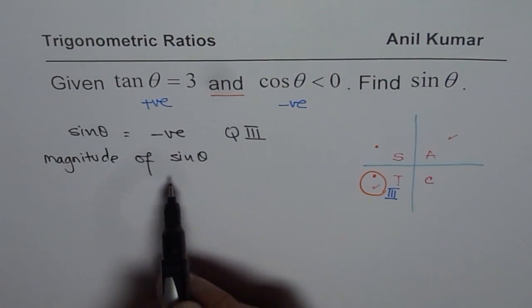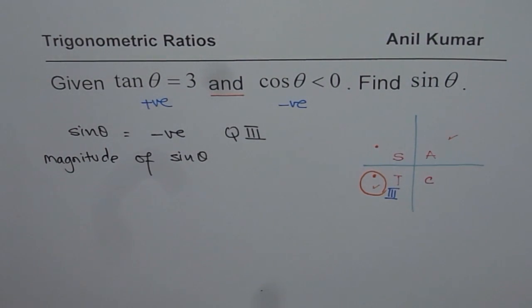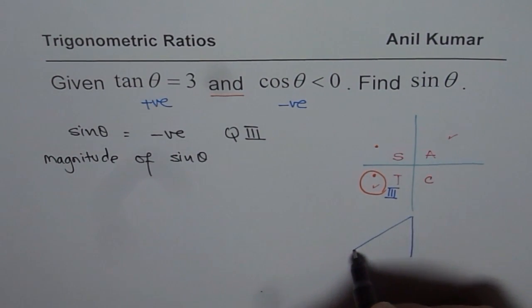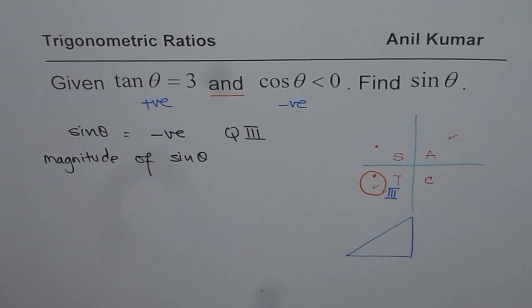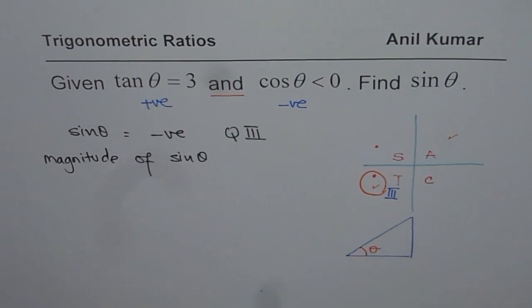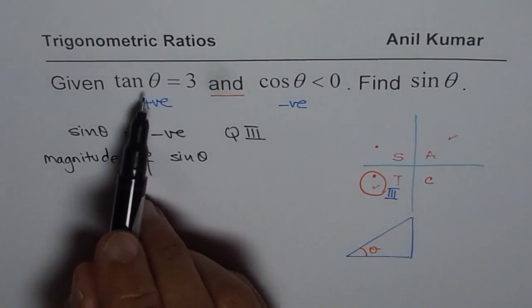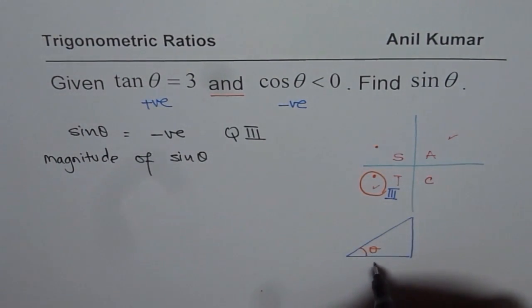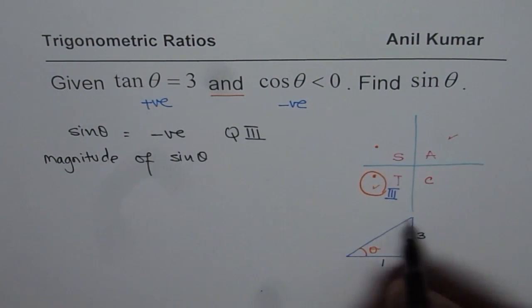Now, how do you find the magnitude? To find the magnitude, what I will suggest is that you just draw a triangle, right? So we'll make a right triangle here. So let's say this is the right triangle with angle theta. In that case, what we are given is tan theta is 3. Now what is tan theta? Tan theta is opposite over adjacent side. So 3 over 1, right?